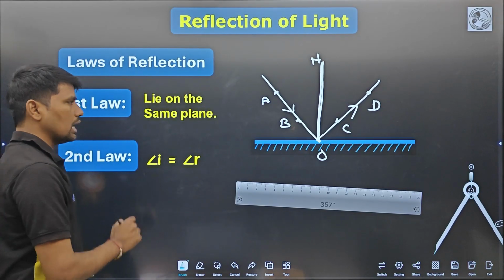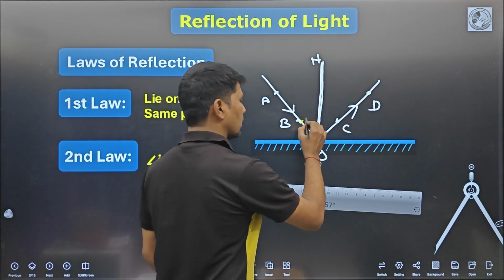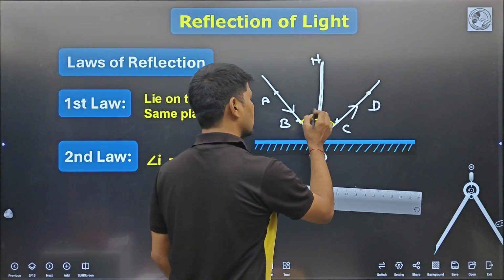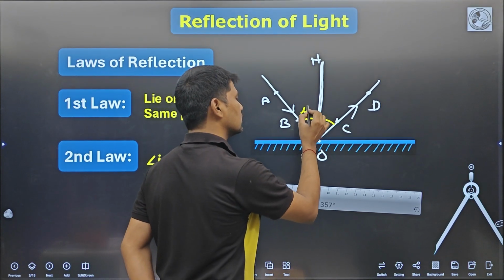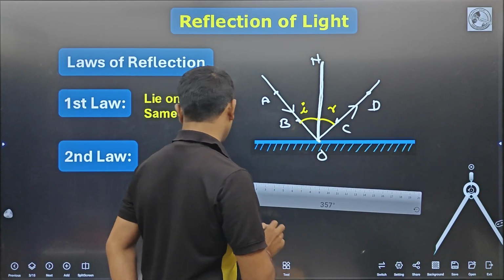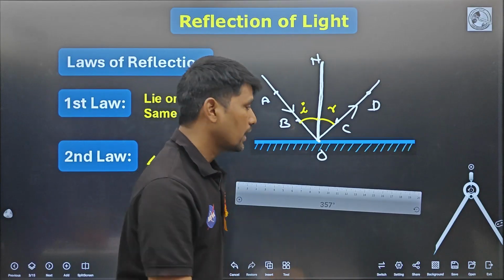Second law: i is equal to r. As per the laws of reflection, whatever the angle of incidence, that much is the angle of reflection. For example, here 30 means 30. So i is equal to r. Angle i is equal to angle r. Right? So I hope you understood.